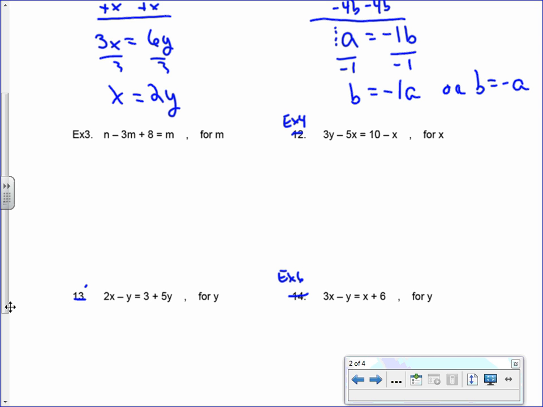I'm gonna tell you, there's two answers that look different, they're both right. So if your answer's different from your neighbor's, it doesn't mean they're wrong.